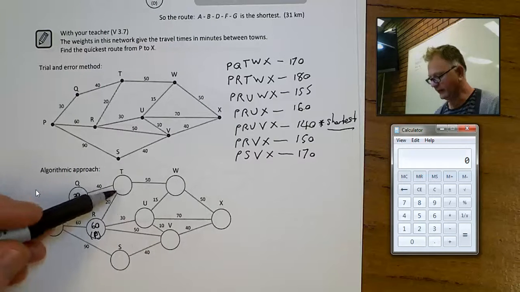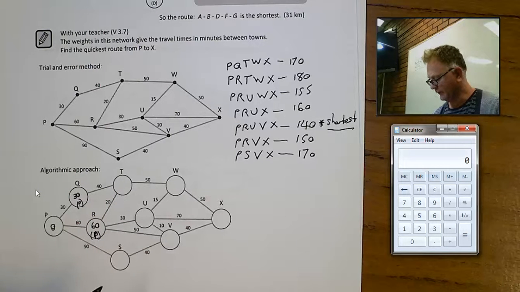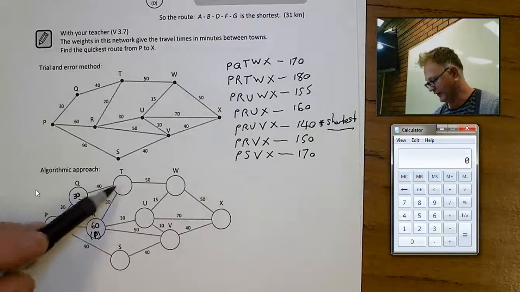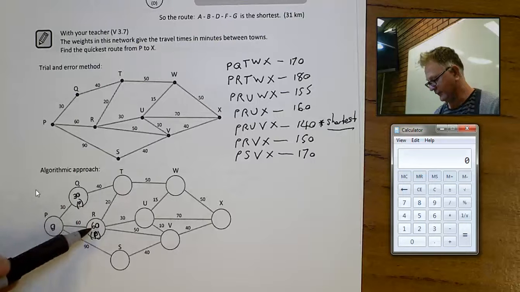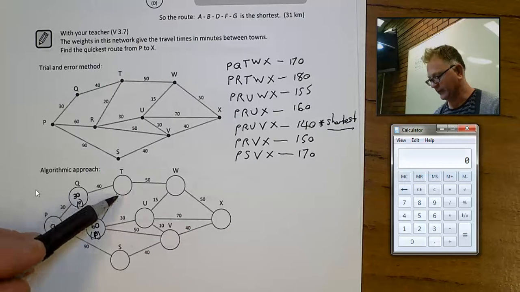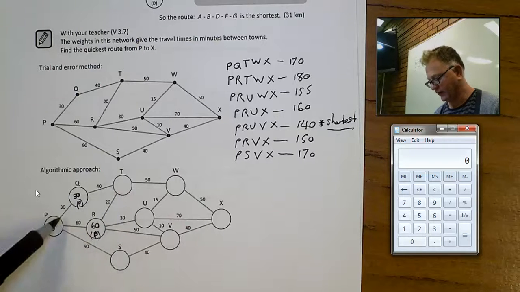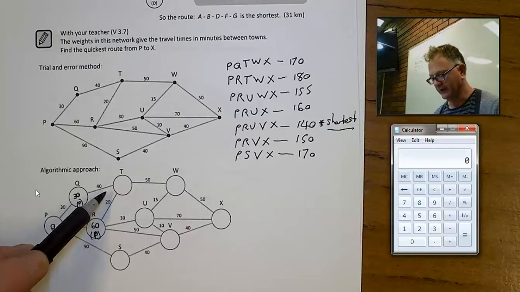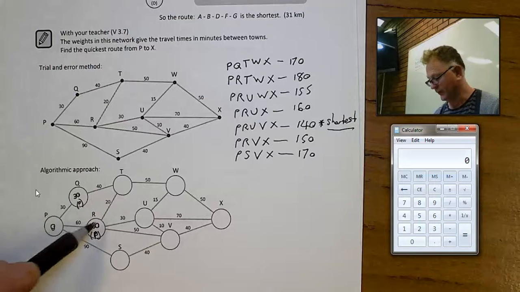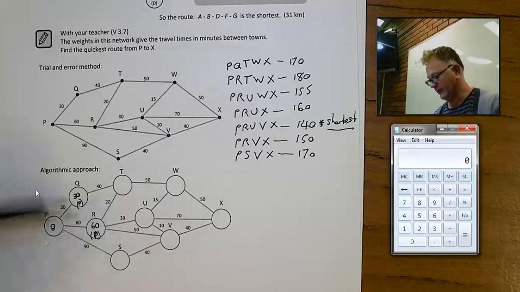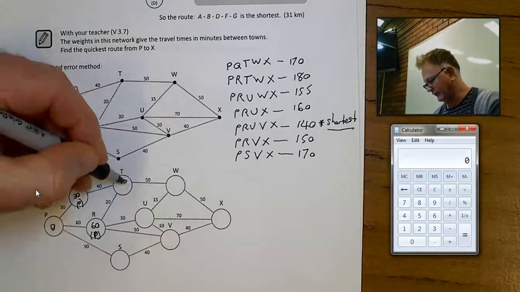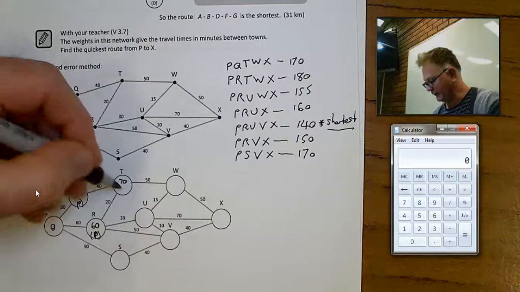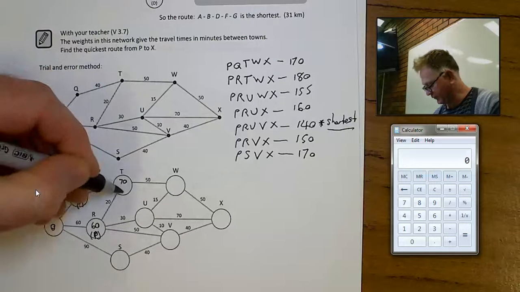Now I can go back to this vertex T, and ask, what is the shortest way of getting there? Well, I could come in this way, and that would take me 60 minutes plus 20, so 80 minutes, or I could come from Q. It took 30 minutes to get to Q, plus another 40, that would be 70 in all. That's shorter than coming in this way. So 70 is the shortest possible way, coming from Q.